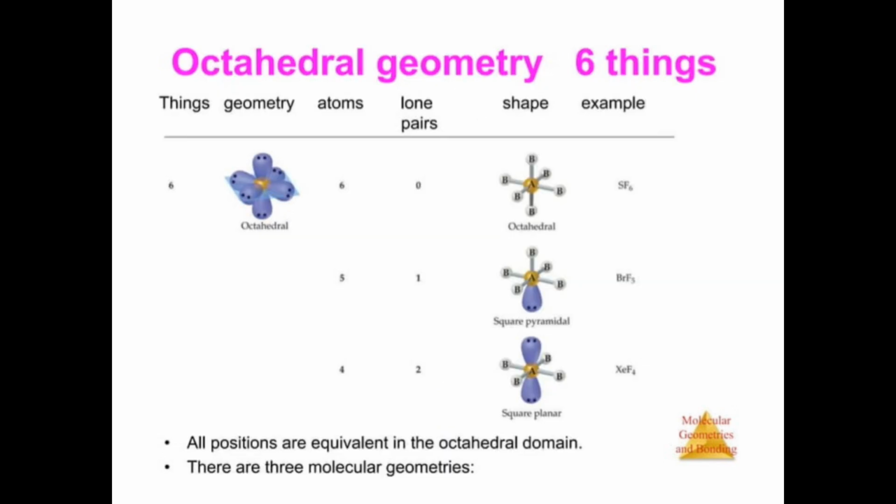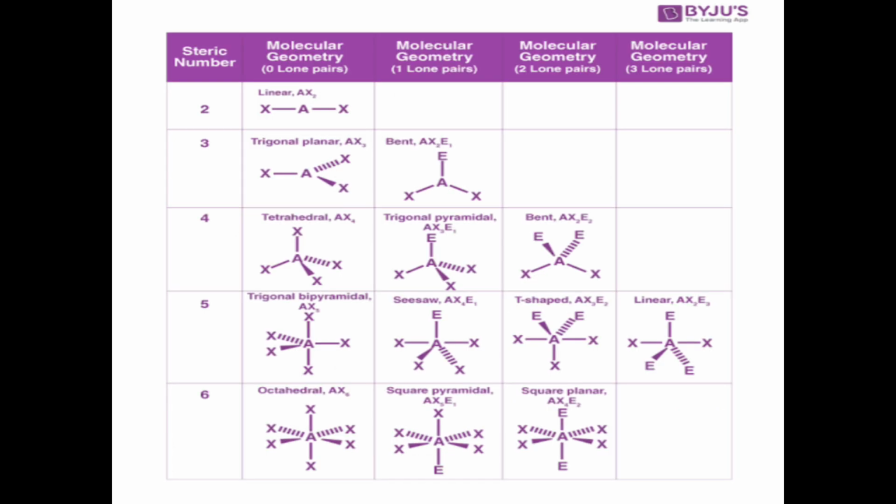Now for octahedral, when it has 6 atoms with 0 lone pair, you are going to have octahedral shape. An example is SF6. But when you have 5 atoms with 1 lone pair, BrF5, you are going to have square pyramidal. And then when you have 4 atoms with 2 lone pairs, you are going to have square planar. An example is XeF4. So please, it is important that you understand these examples, the shape and the geometry respectively.